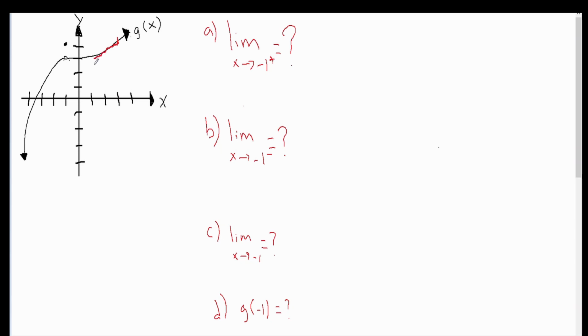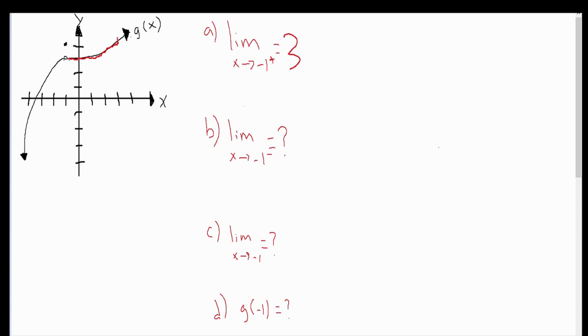and as we follow the graph g of x from the right side, we see that at -1 we have a y value of 3. So as x approaches -1, we have a y value of 3, so our limit would be 3.